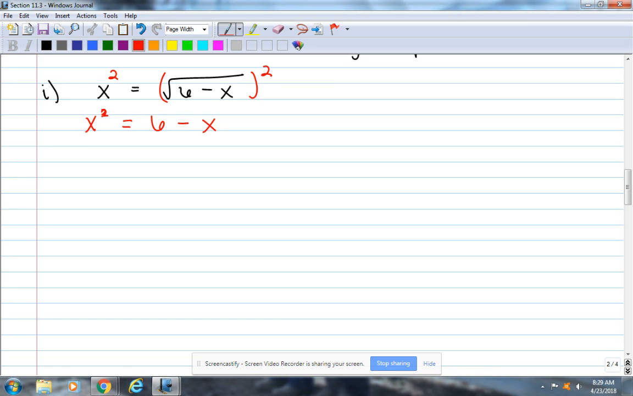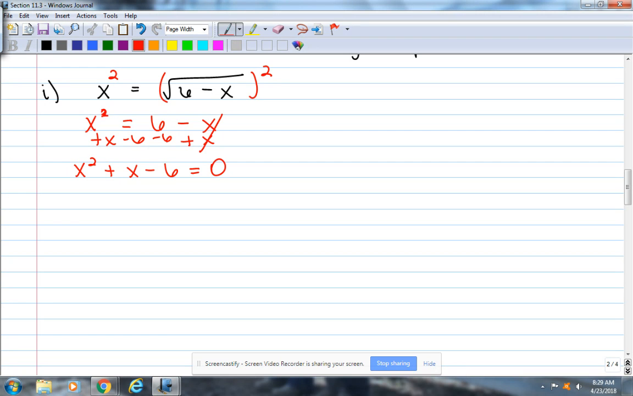So let's add the x to both sides. We want to put these in decreasing order. Bring everything to the x squared. Do not move the x squared. Bring everything to the x squared. That rhymed. And then subtract the 6. So that gets me x squared plus 1x minus 6 equals 0.